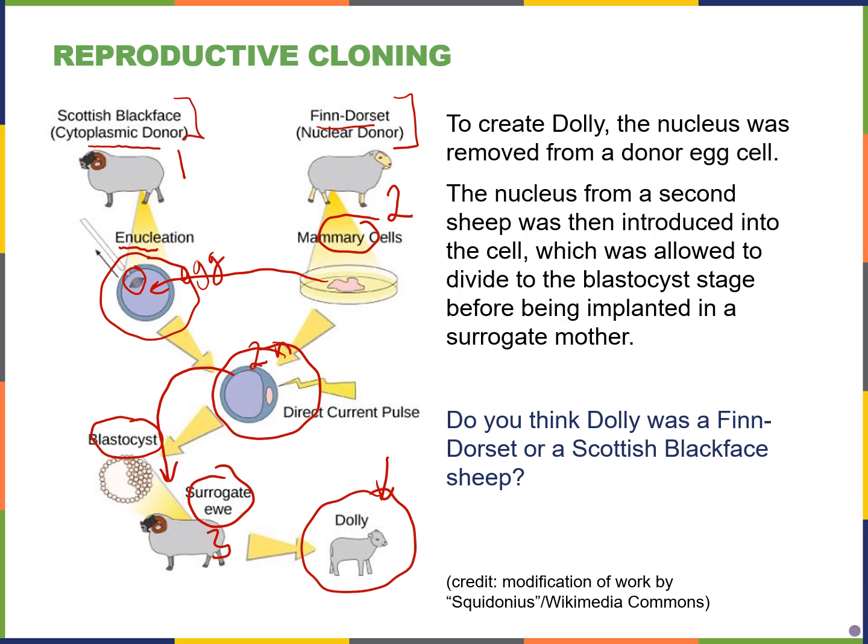Based on what you saw from the previous slide, do you think Dolly, in terms of genetic cloning, is a genetic clone of the Finn Dorset sheep or the Scottish black-faced sheep? What do you guys think? So this should be a clone of whoever donated the nucleus. Since the Finn Dorset sheep was the one that donated the nucleus, that is who Dolly was a genetic clone of.